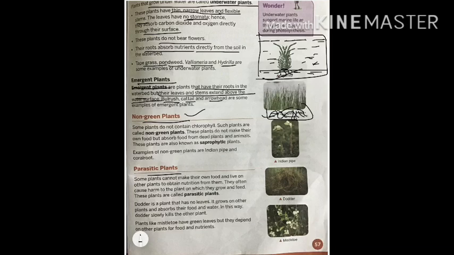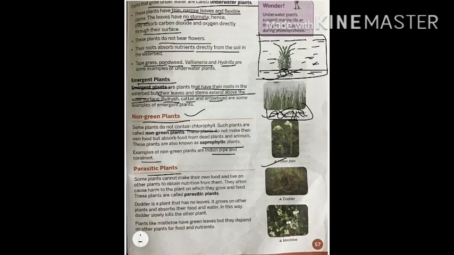As the name says, these are non-green. That means they do not contain chlorophyll, which gives green color to the leaves. All right, students, these plants are also called saprophytic plants. Examples of these are Indian pipe and coral root. One example is given here.